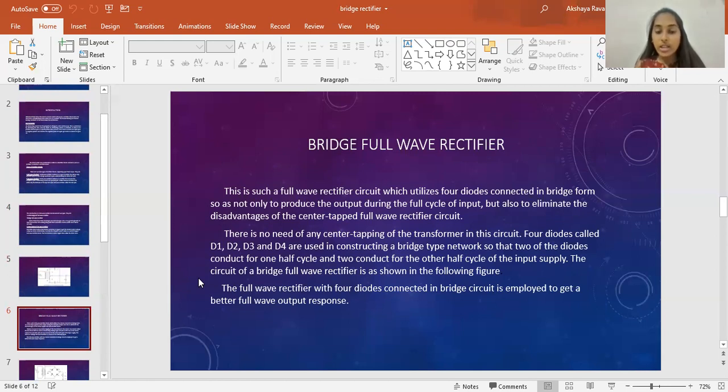There is no need of any center tapping of the transformer in this circuit. Four diodes called D1, D2, D3 and D4 are used in constructing a bridge type network so that two of the diodes conduct for one half cycle and the other two conduct for the other half cycle of the input supply. The circuit of a bridge full wave rectifier is as shown. We see that the full wave rectifier with four diodes connected in a bridge circuit is employed to get a better full wave output response.